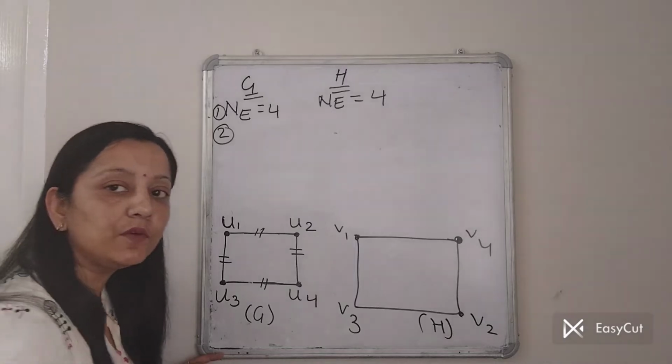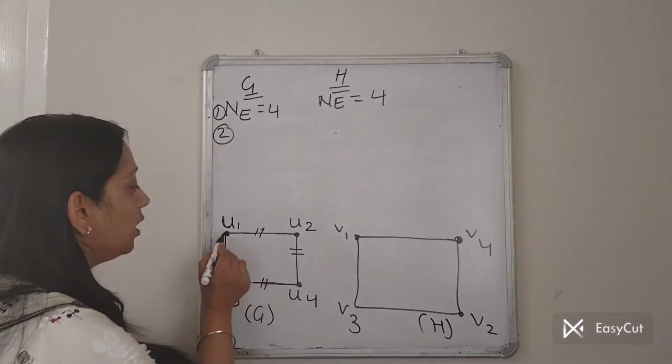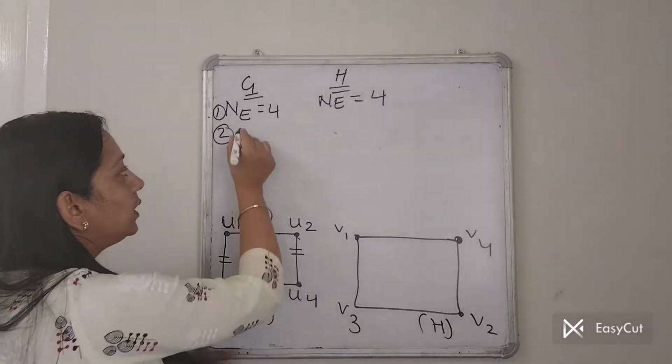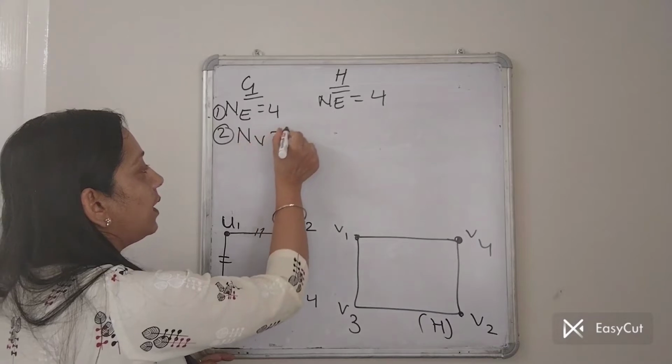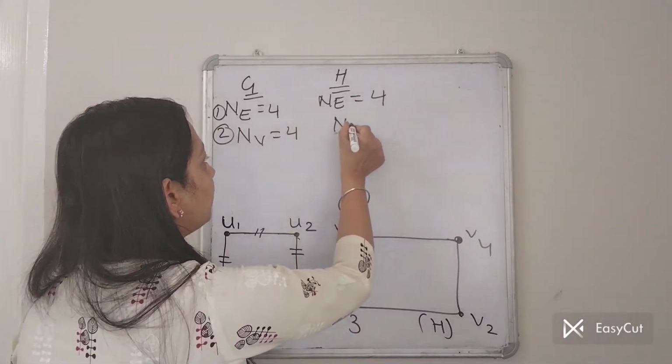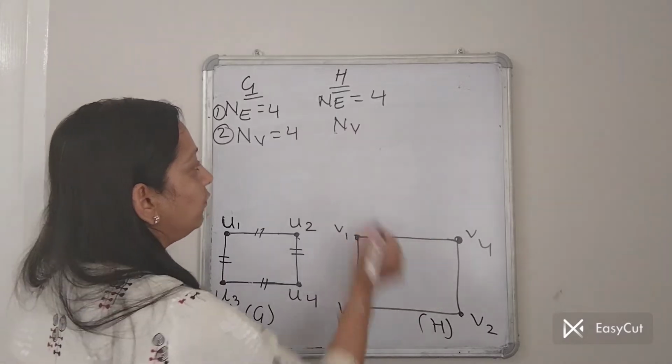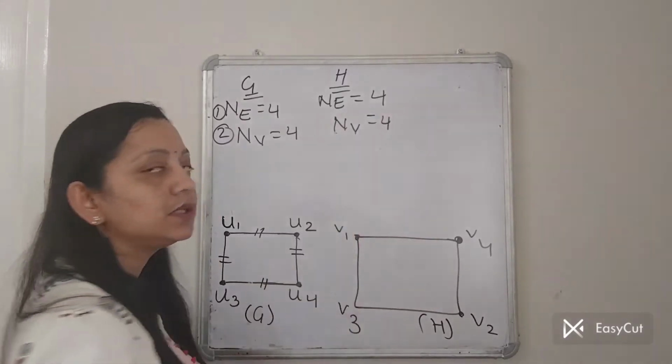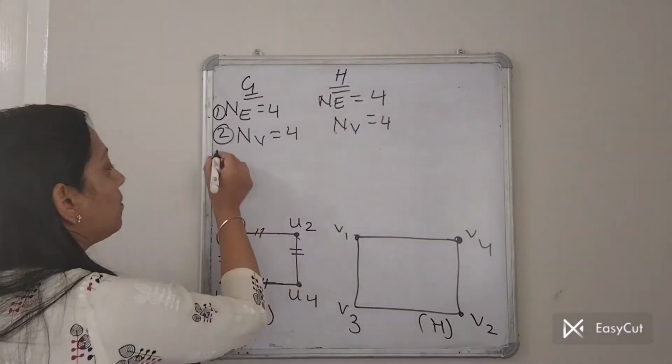Now let's see how many vertices are there in graph G. 1, 2, 3, 4. In total there are 4 vertices in graph G, right? And how many vertices are there in graph H? 1, 2, 3, 4. Again, the same number of vertices, 4. So this property is also matching.